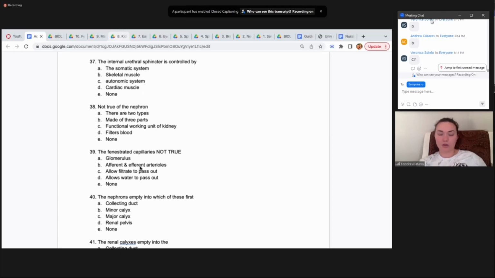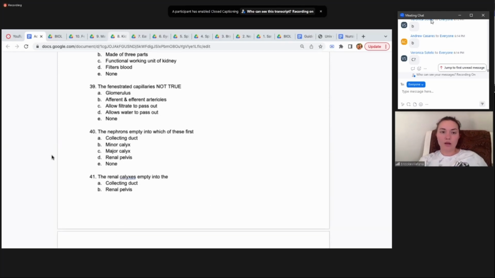D technically is also not true. So there's two that aren't true. But for this question, we're just going to say B because the afferent and the efferent arterioles absolutely do not, they're not fenestrated, right? It has to get into the glomerulus to become fenestrated. So sorry about that, the D not being right.